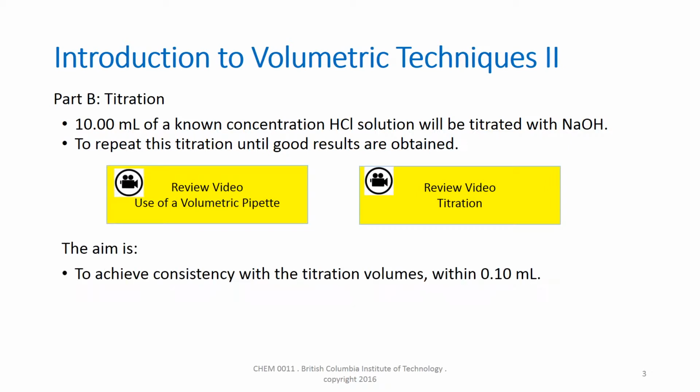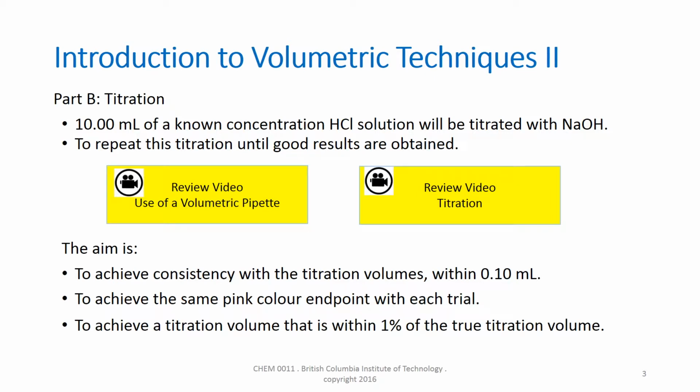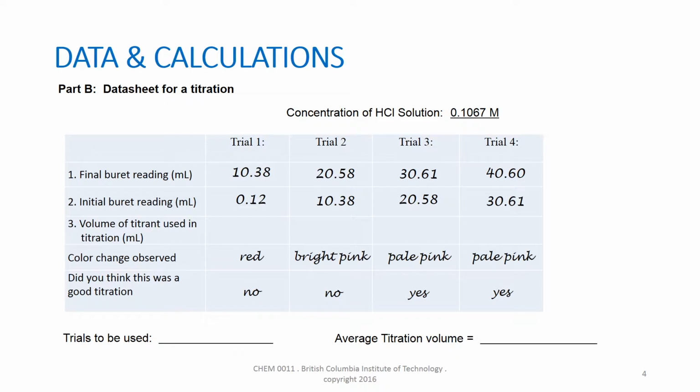The aim is to achieve titration volumes to within 0.1 milliliters of each other, consistent light pink endpoints with each trial, and a titration volume that is within 1% of the true titration volume. This is an example of what the raw data may look like. The results of 4 titrations are shown. Note that all the volumes are read to 2 decimal places.